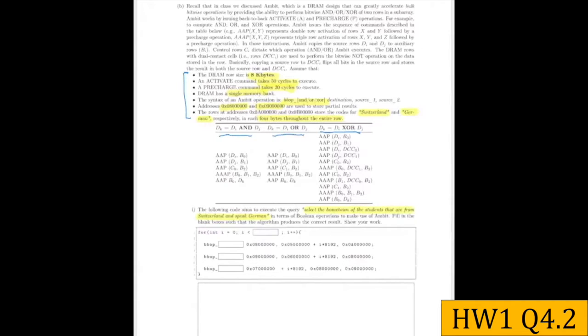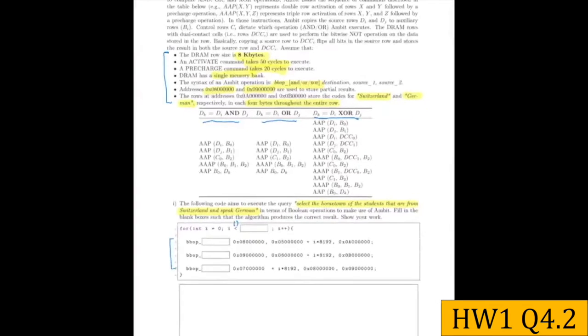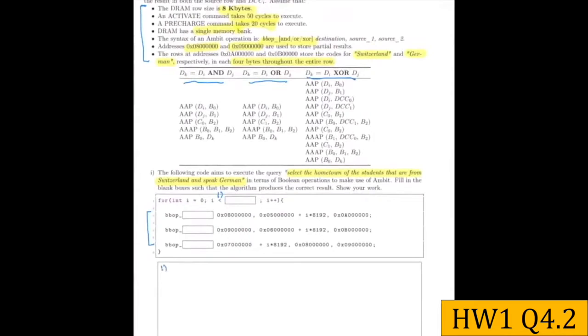The first one asks for how long this loop is going to execute. And then there is the sequence of Boolean operations that Ambit is going to execute, right? So let's do the first thing first. How many times is this loop going to execute?